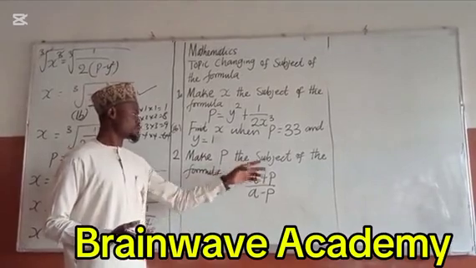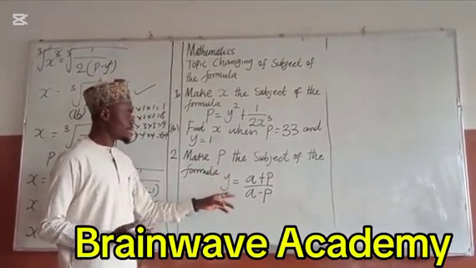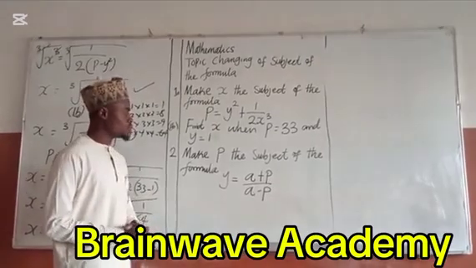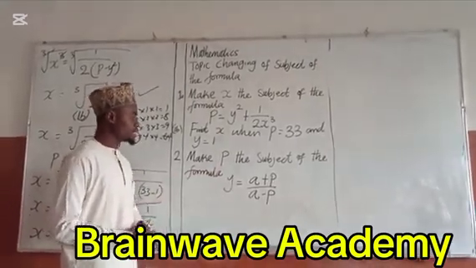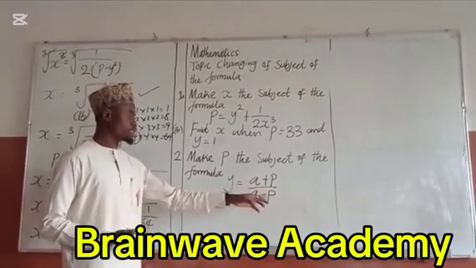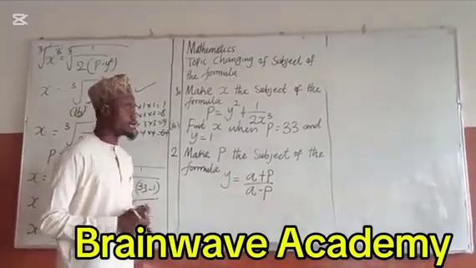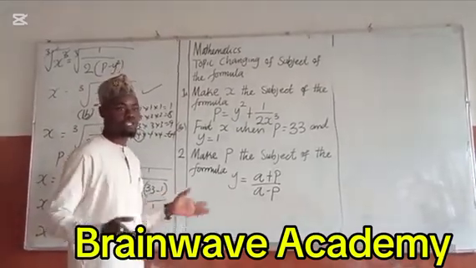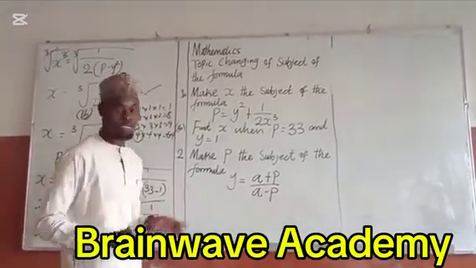Make P the subject of the formula Y is equal to A plus P over A minus P. So in this case, we are going to make P the subject, and Y is related to A and P. This one is very easy because there's no square root, no cube root, and so on.